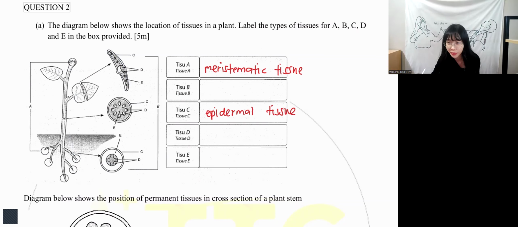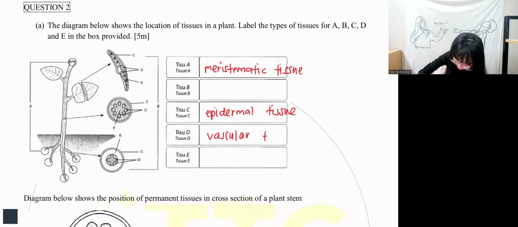So what is D? D is xylem, phloem. Together, what tissue is that? It's called vascular tissue, correct? Vascular tissue. And then for E, as you can see, they are pointing at the cortex, they are pointing at the pith. So if it's a cortex and pith, what tissue is this? Correct, it's the ground tissue. Very good, ground tissue.